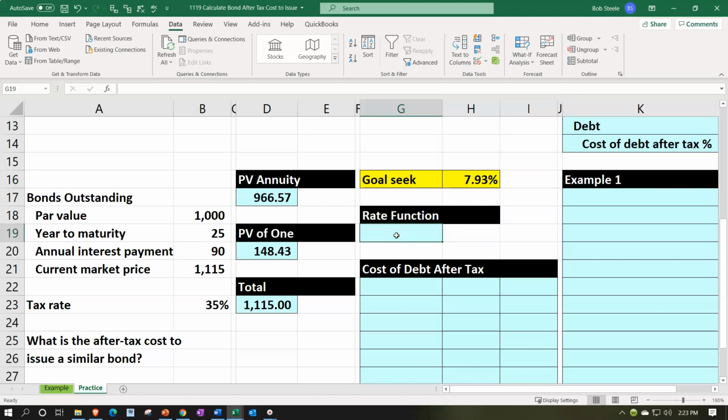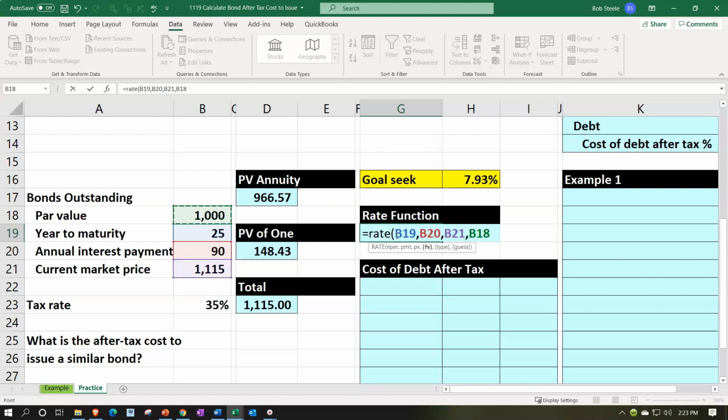Let's go ahead and do it here with the rate function this time. Rate function equals the rate shift 9. We have the number of periods, which is going to be the 25, comma. The payment is going to be 90, comma. The present value, we're going to say, is the 1115, comma. Future value is going to be the 1,000. However, we know that the future value needs to be negative, and the payment over here needs to be negative, or else the function doesn't work right, and it's annoying. So we're going to make negative there. So there we have it. Now this matches this up here.